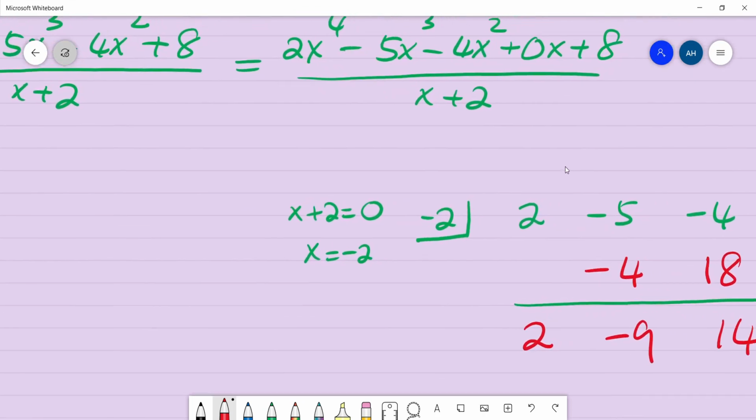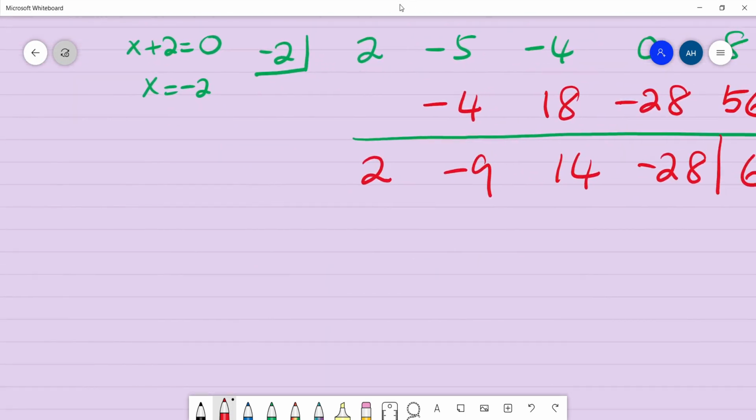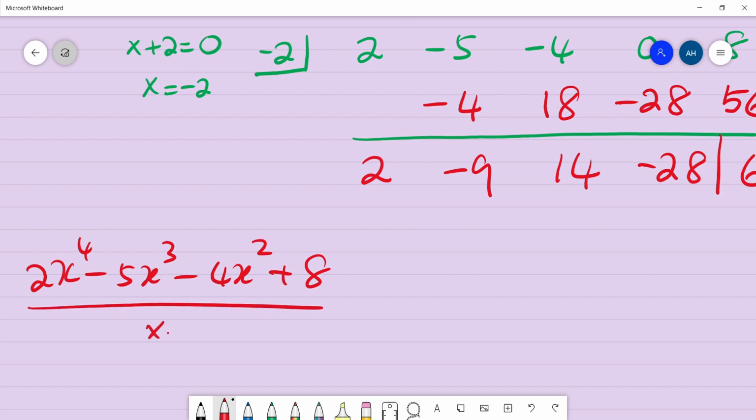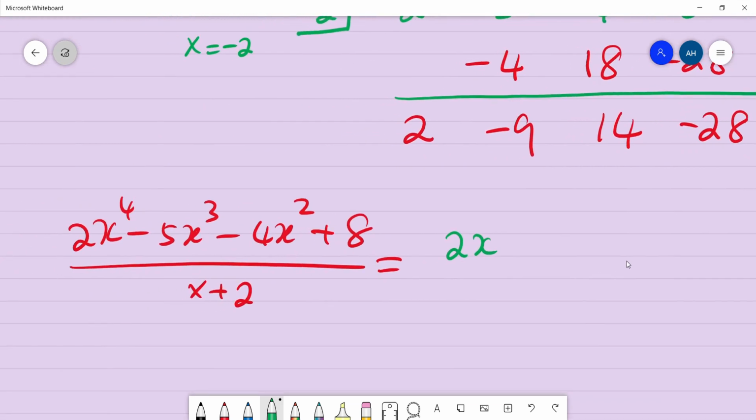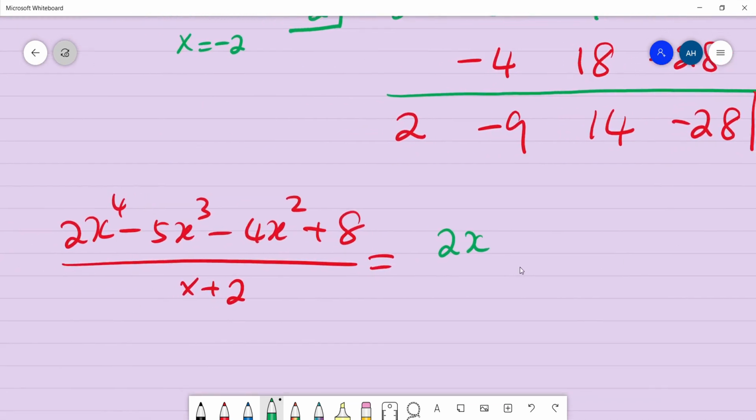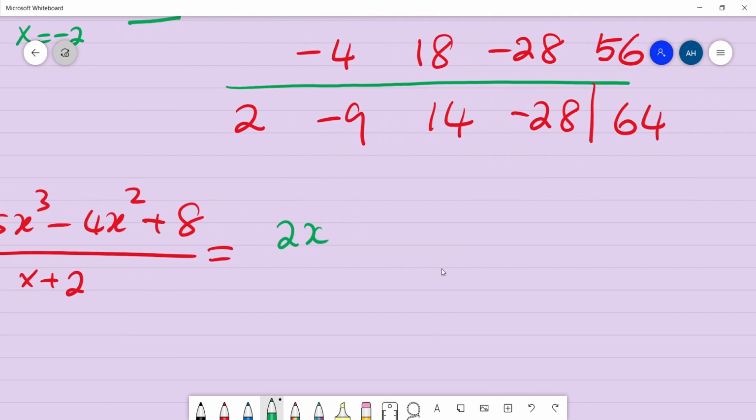2x to the power 4 minus 5x cubed minus 4x squared plus 8 divided by x plus 2 is equal to, now let's write down the answer by using all the coefficients that we get from the synthetic division. We have 2, that is 2x. The degree of x must be 1 less than the degree of the dividend. The degree of the dividend is 4, therefore the degree of the quotient must be 3, 1 less.